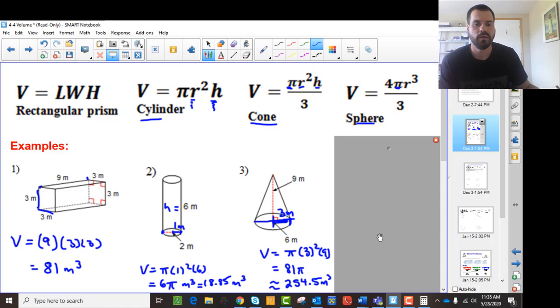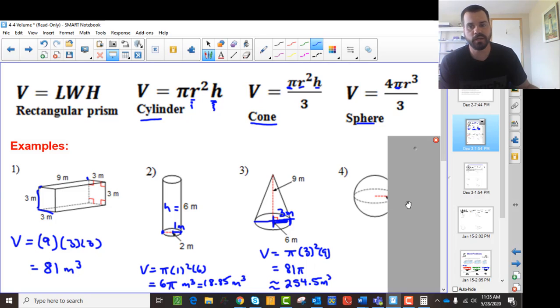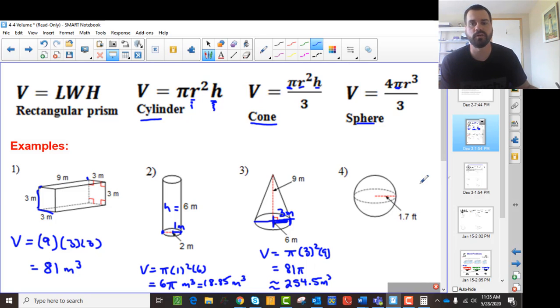Okay. Now, what's interesting about a sphere is a sphere only actually has one variable or parameter that we need to know, and it's the radius. So we're given the radius here, it's 1.7. So our volume for this is just 4 times pi times 1.7 all cubed divided by 3.